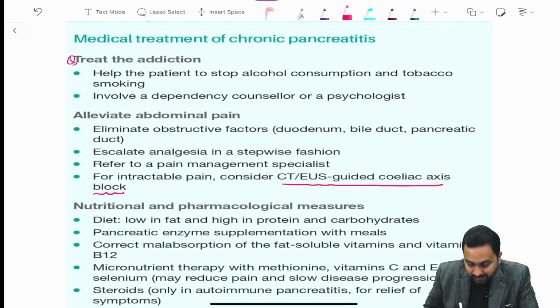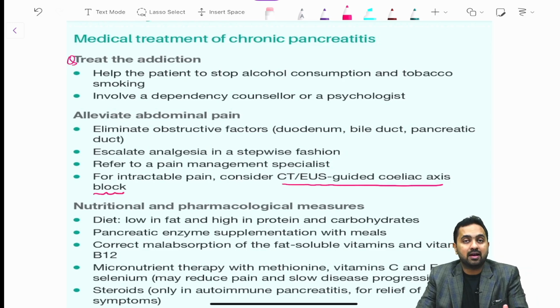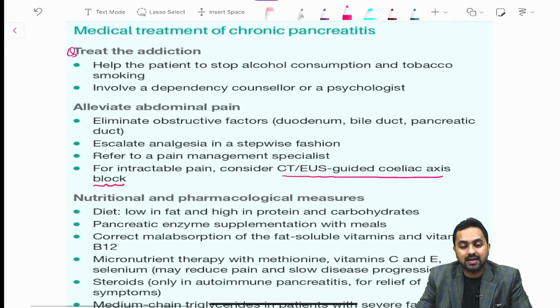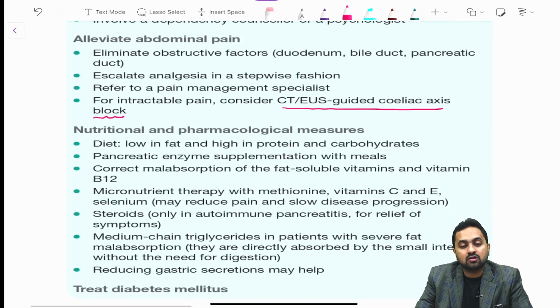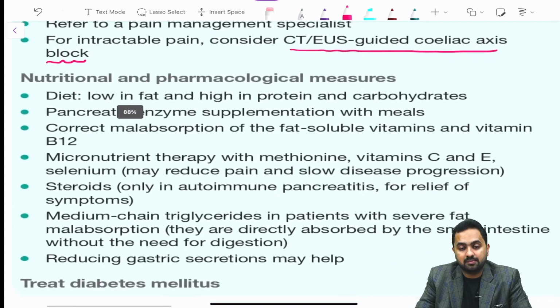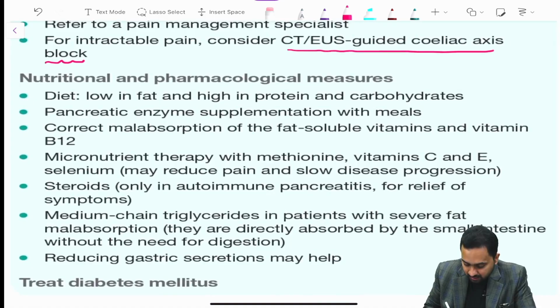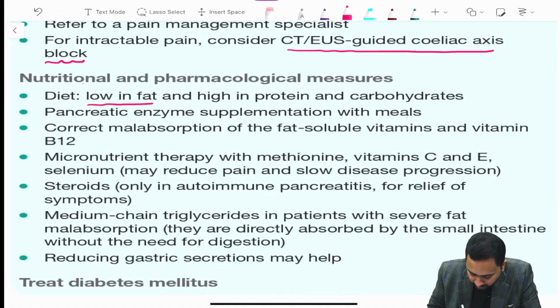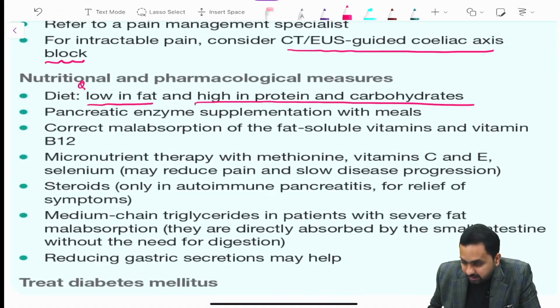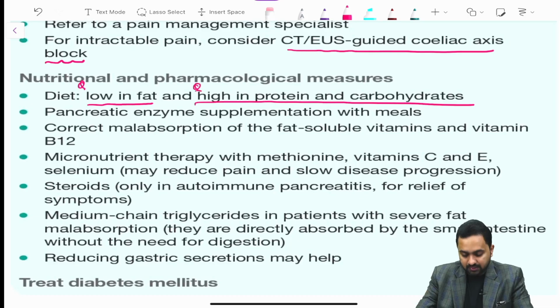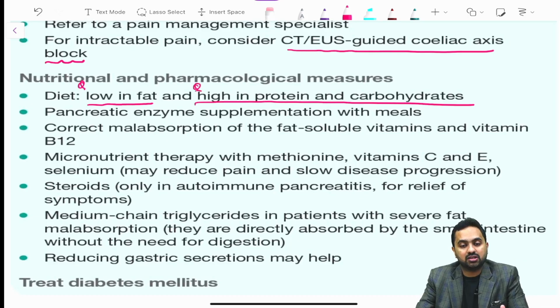Right. So that pain management would be stepwise pain management, and only in cases of intractable pain you would go for a celiac plexus block. Then you have nutritional and pharmacological measures, which include the diet, which should be low in fat and high in protein. So low in fat and high in protein and carbohydrates. Then pancreatic enzyme supplementation with meals.